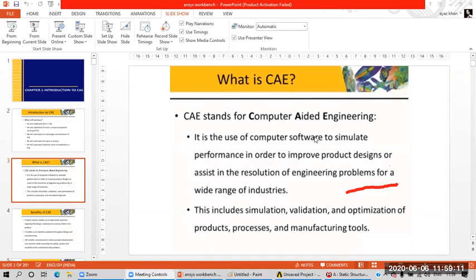What is your imagination about multi-body? What do you understand by multi-body? Multi-body means more than one body. Yeah, more than one bodies.